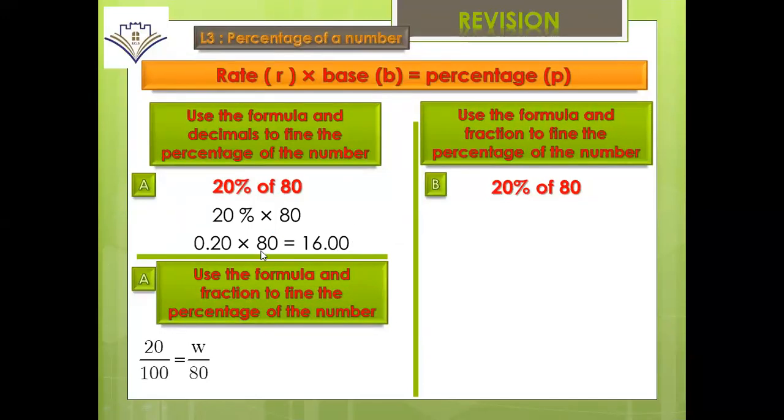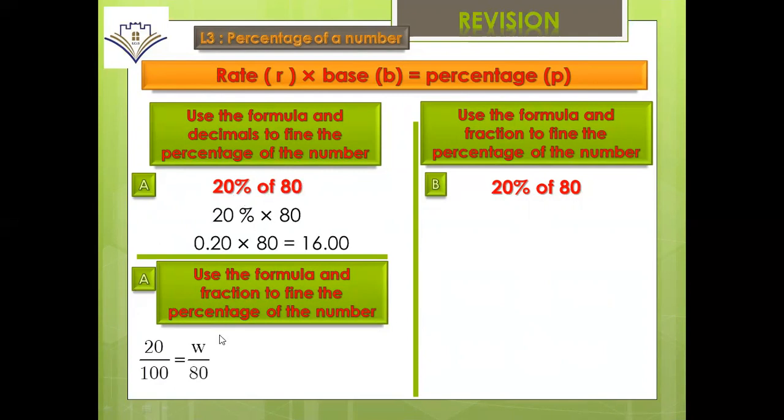We need to solve the same problem, but use the formula and the fraction to find the percentage of the number. Then 20% of 80 means 20% is 20 divided by 100. I need 20% of 80.